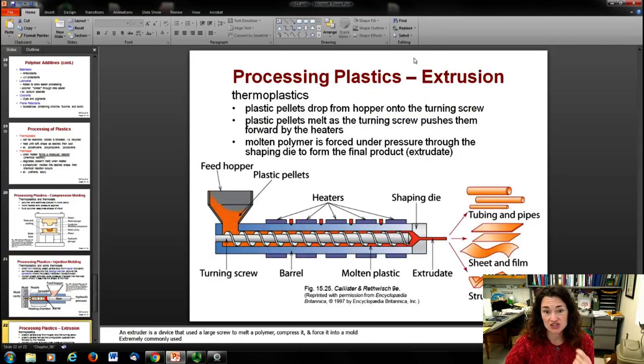You can also use extrusion. This is done with thermoplastics, and it's similar. You have a hopper with plastic pellets that drop into a turning screw, and the pellets melt as the turning screw pushes them forward, and then the molten plastic is forced under pressure through a shaping die to form a final product. You use this if you want to make tubing, pipes, sheets, or structural parts.